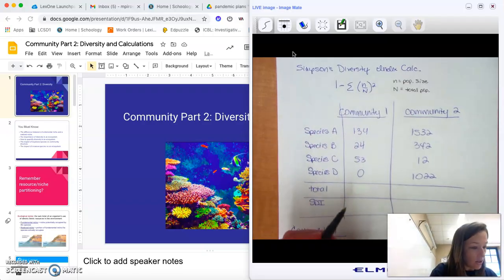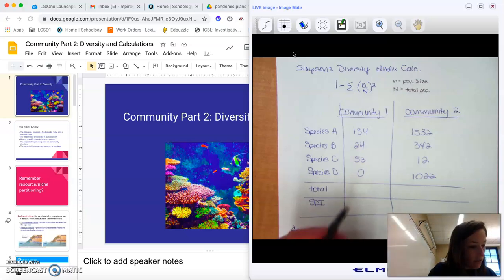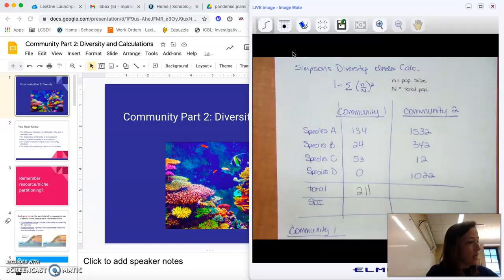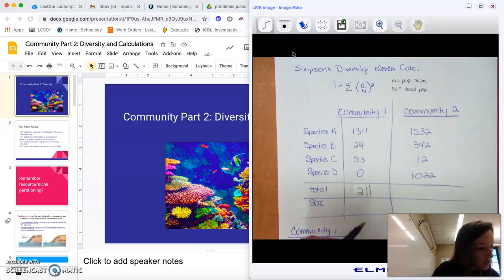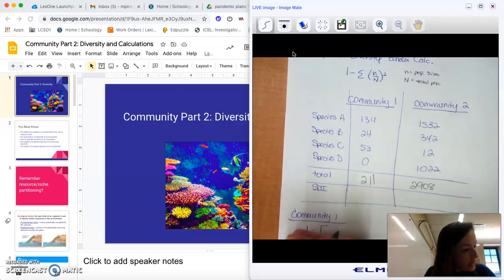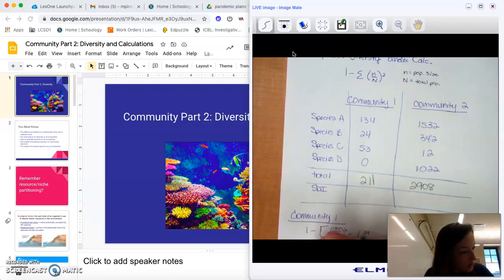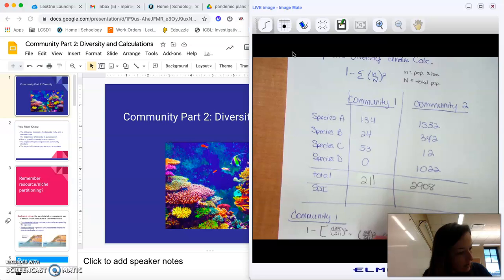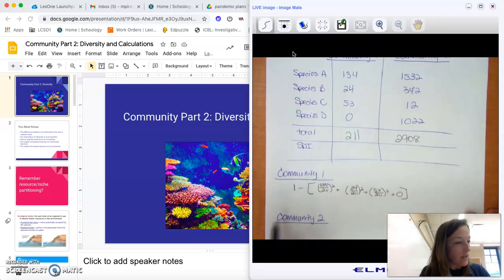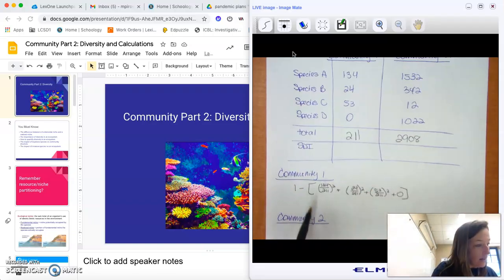So first I need to figure out my total. Plus 24 plus 53 plus 0 is 211. Okay. And then my total for this one, 1532 plus 342 plus 12 plus 1022, is 2908. Okay, and so what I'm going to do is 134 divided by 211, squared, plus 24 divided by 211, squared, plus 53 divided by 211, squared, plus 0. And you don't even need to worry about that 0. Sorry, I forget y'all can't necessarily see the bottom. And so that is how you're going to set that up.